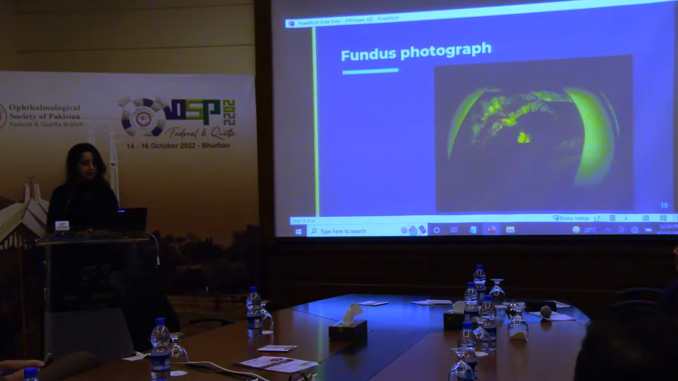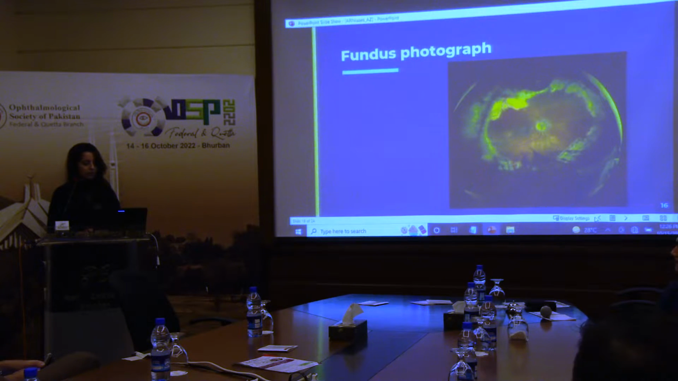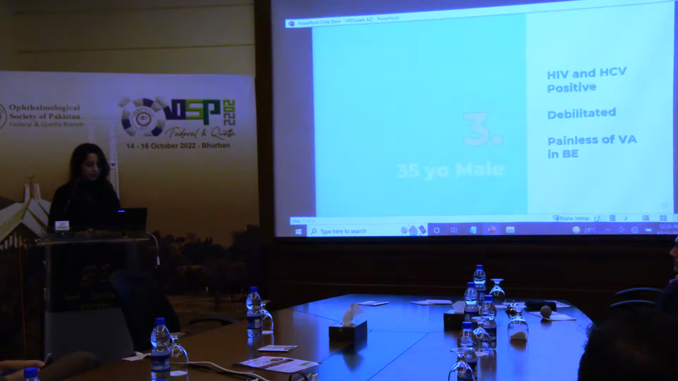You can see the extensive area of retinal necrosis. And 2 months after silicone oil removal, you can see that the retina is still attached, and the patient's vision did improve somewhat to, I think, 6/60, I believe.